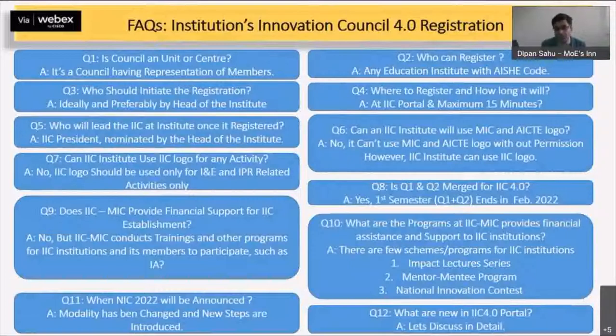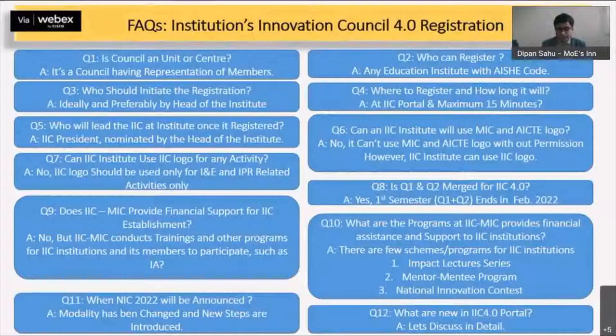And the Q2 ends in February 2022. You have to submit all the reports by end of February 2022. Then only will we start evaluating and assign the institutions with score and star for Q1, Q2 by March or April. Then again, you have to submit for Q3 and Q4. And finally, the annual performance result will be announced in the month of August or September.